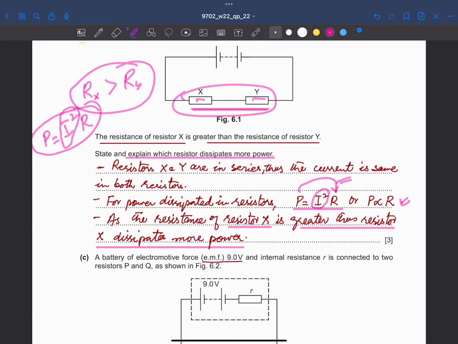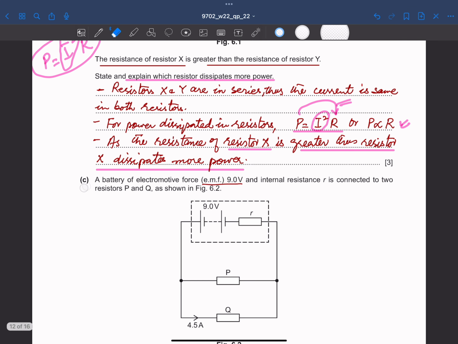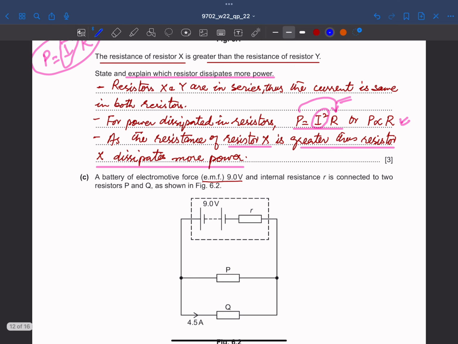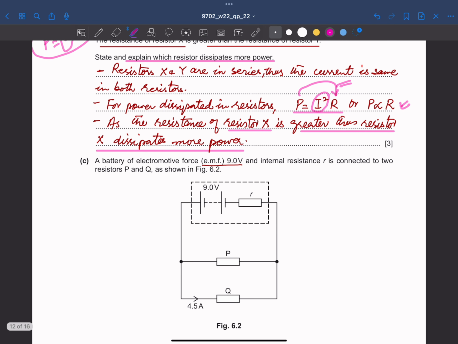So simply you can say that the resistor X will dissipate more power. So this is what we have. Okay, what is next? Part C. In part C, they are mentioning a battery of electromotive force 9 volt and internal resistance R is connected to two resistors P and Q as shown in figure.